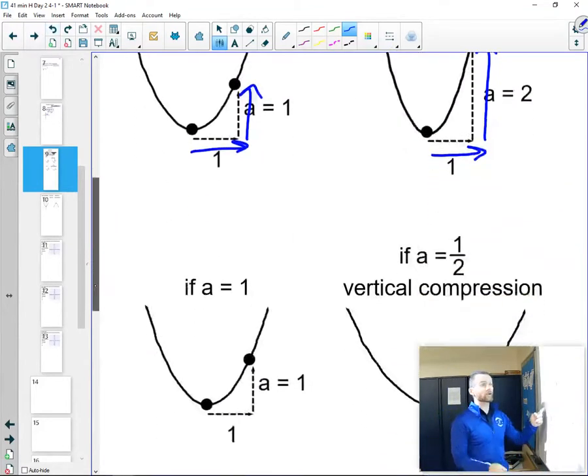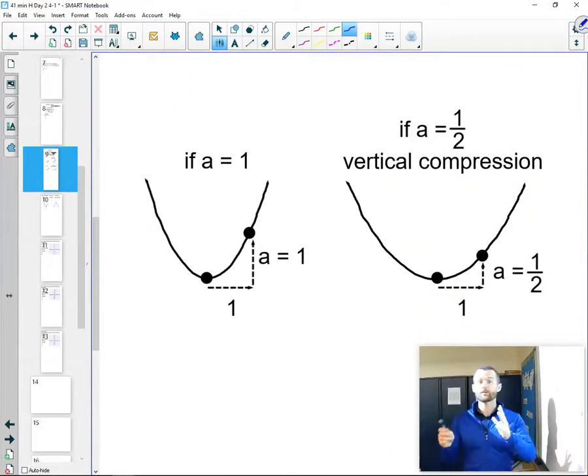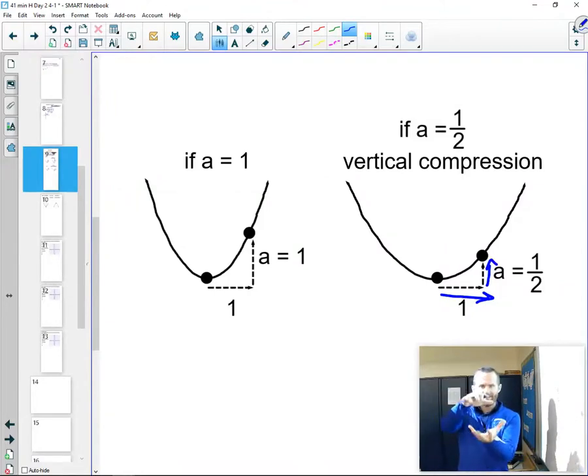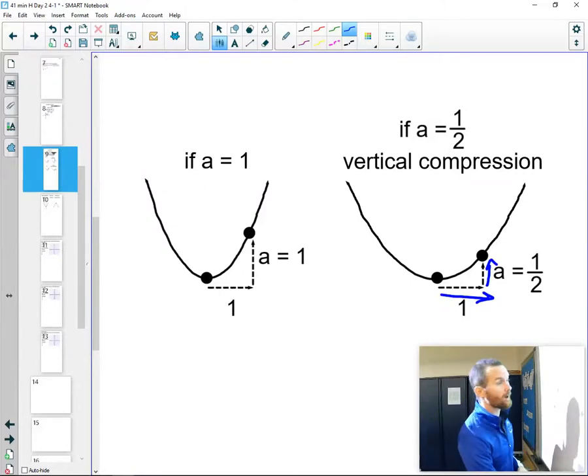A vertical compression, on the other hand, remember, that's if a is between 0 and 1. So if we had a equals 1/2, we would still go right 1, but now we would go up 1/2, giving us a compressed parabola, which ends up looking like a wider U. Because again, if we had a rubber band or something and we did this with it, it would sort of stretch out and get a little bit more relaxed, as opposed to if it was stretched out vertically.